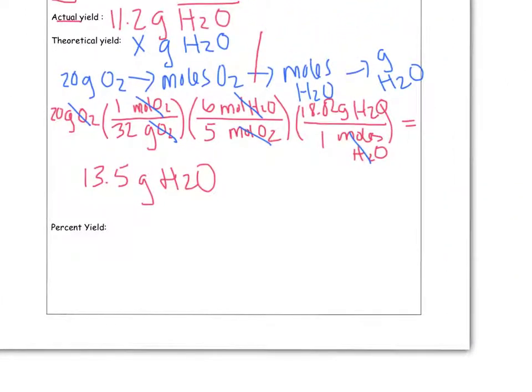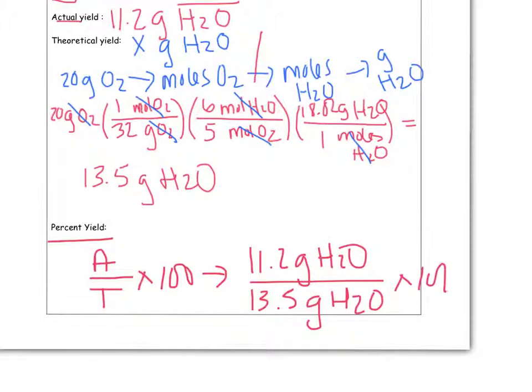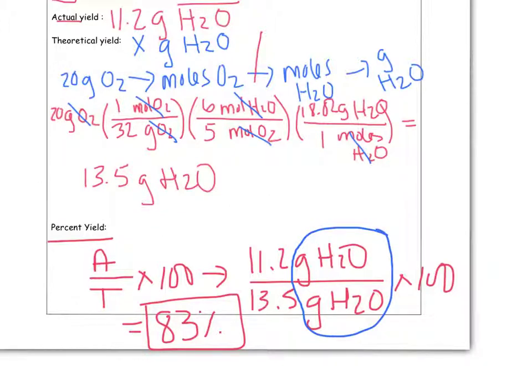Okay, so what do I do next? Oh yeah, it wants percent yield. Actual over theoretical, part of a whole, times 100. So I have 11.2 grams of H2O over the 13.5 grams of H2O times 100. And that gets me about 83% yield.